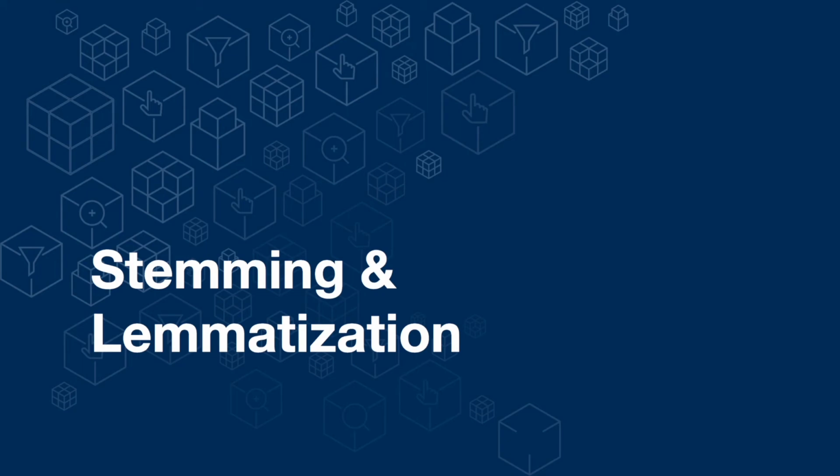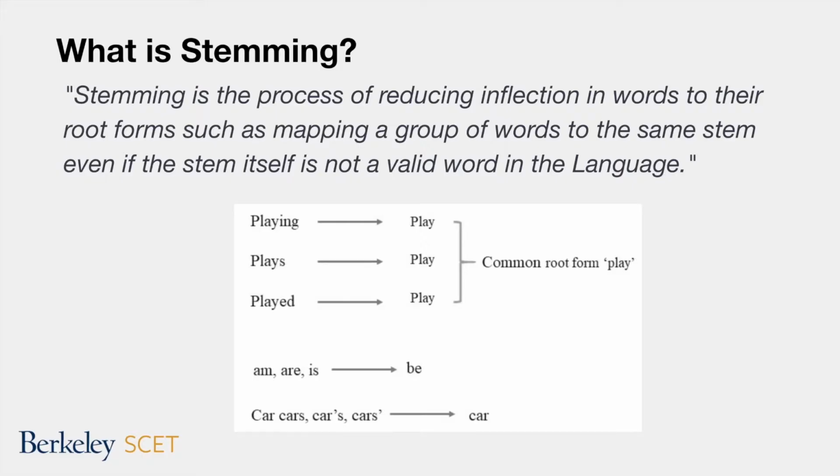So moving on to stemming and lemmatization. Stemming is the process of reducing inflections in words to their root form, such as mapping a group of words to the same stem, even if the stem itself is not a valid word in the language. So playing, plays, played all get reduced to the word play; am, are, is reduce to be. The key part of stemming, and one thing to notice that is different from lemmatization, is that the stem itself might not be a valid word in the language.